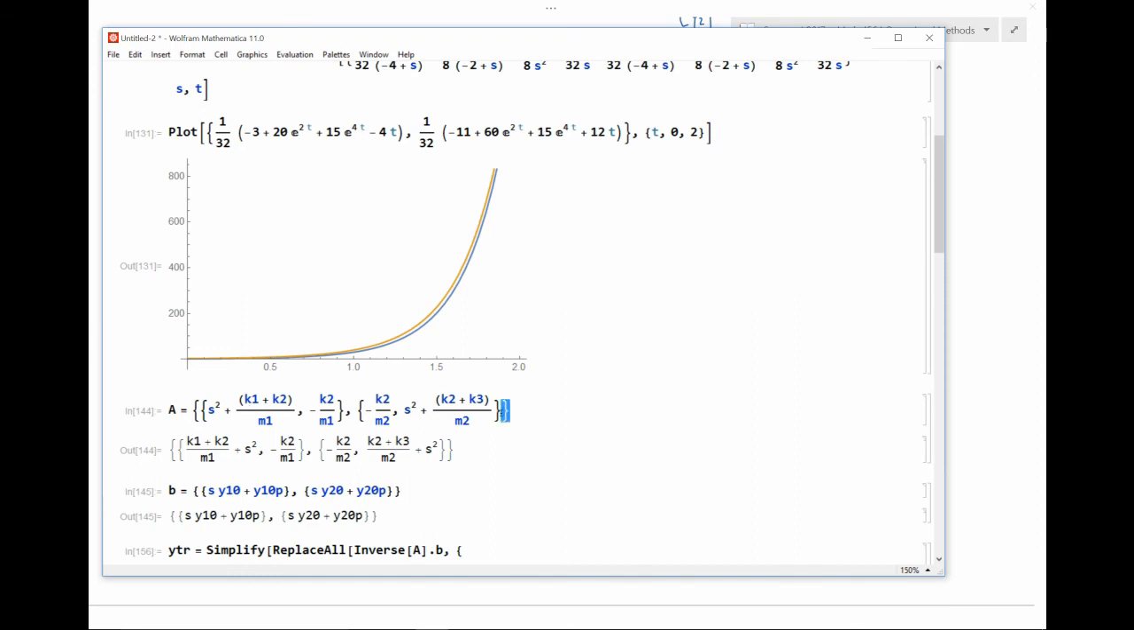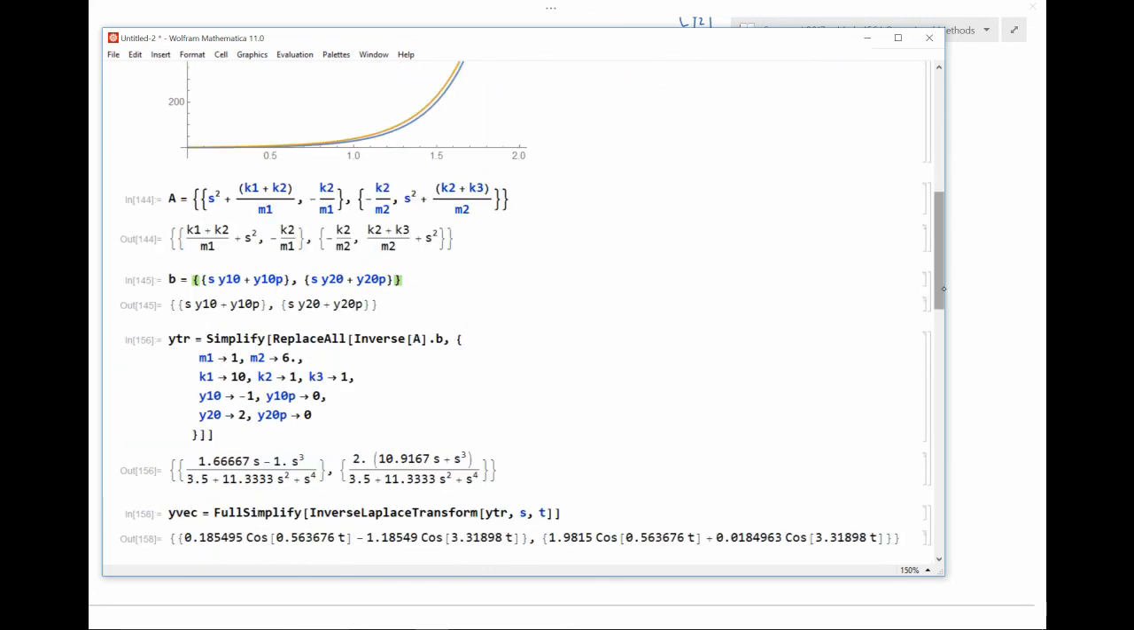The matrices in Mathematica are double lists. The first list is the first row of the matrix. The second list is the second row of the matrix, etc. The vector B is computed as a double list too, because it's a matrix with two rows, and each one of the rows contains only one component.